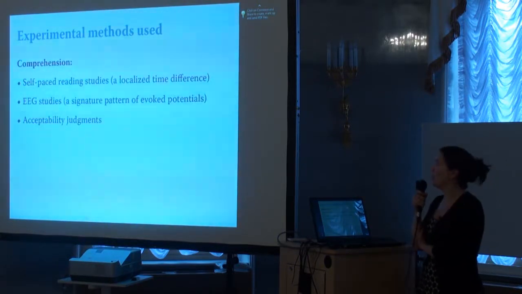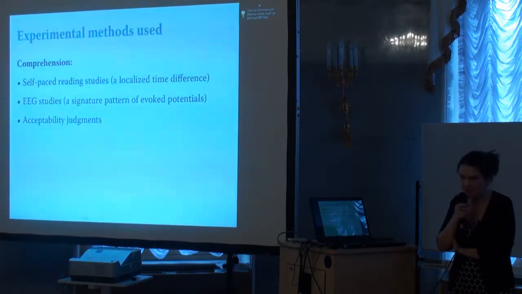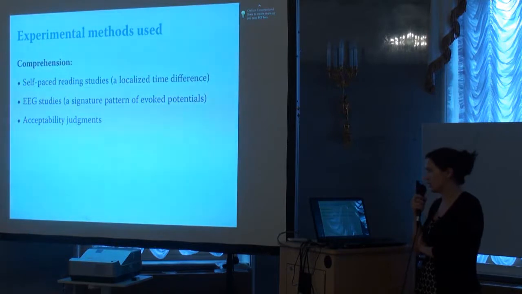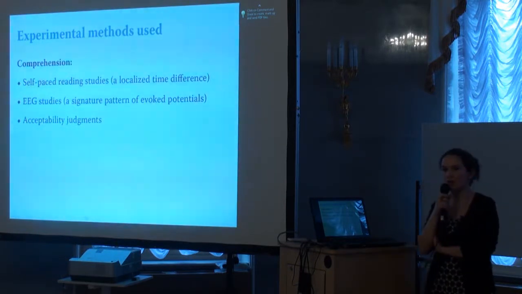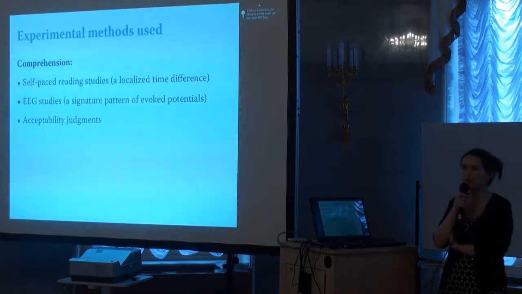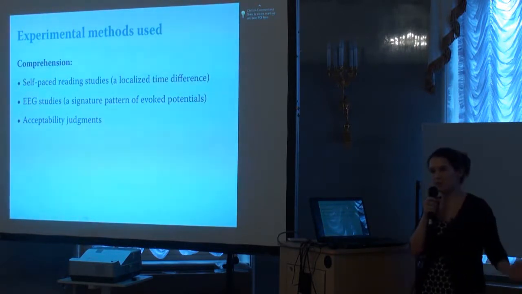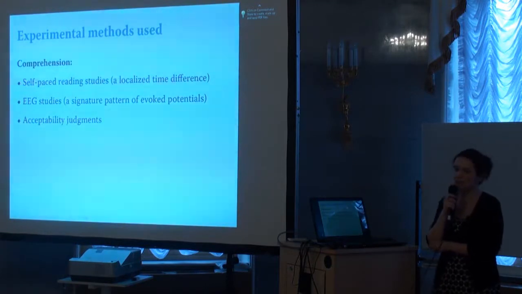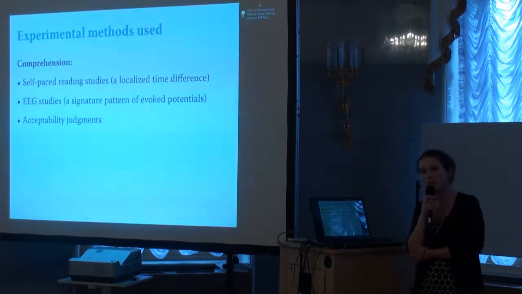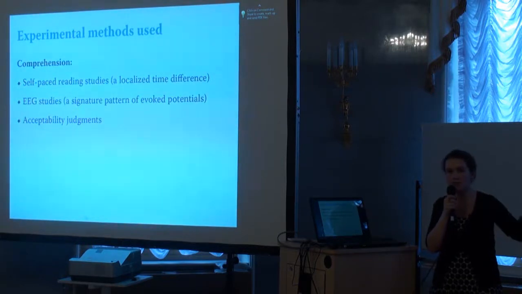And in comprehension, people tend to notice these mistakes less. In comprehension, classical techniques are used, like self-paced reading studies, and a localized time difference was detected. So if you have a sentence like the key (singular) to the cabinet (singular) were rusty, wrong agreement on the verb, people notice this mistake immediately, and there is a large delay in reading times compared to the correct sentence. And if you have a sentence like the key (singular) to the cabinets (plural) were rusty, then the delay compared to the correct sentence is much less pronounced. And in many studies, they show that it starts later in reading.